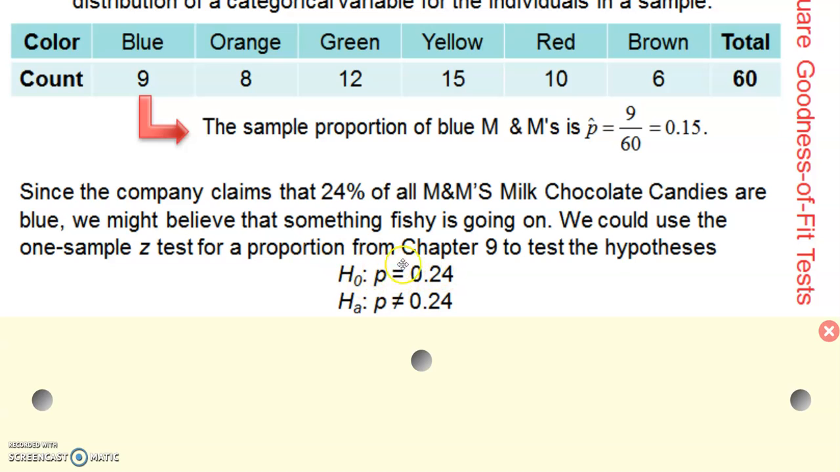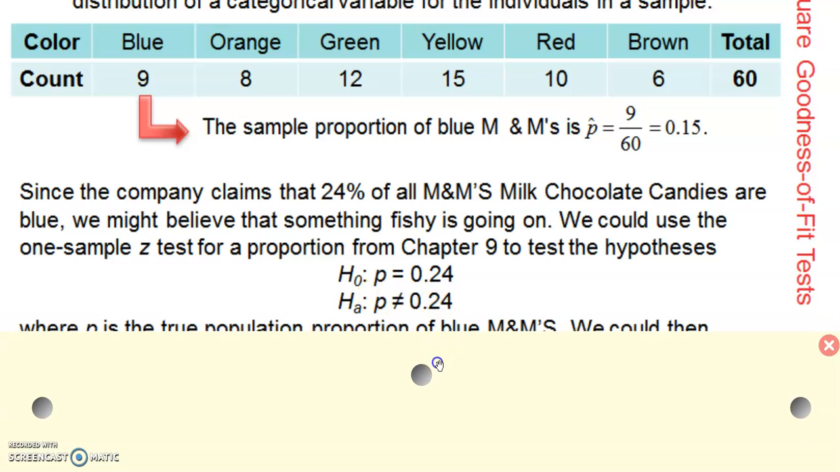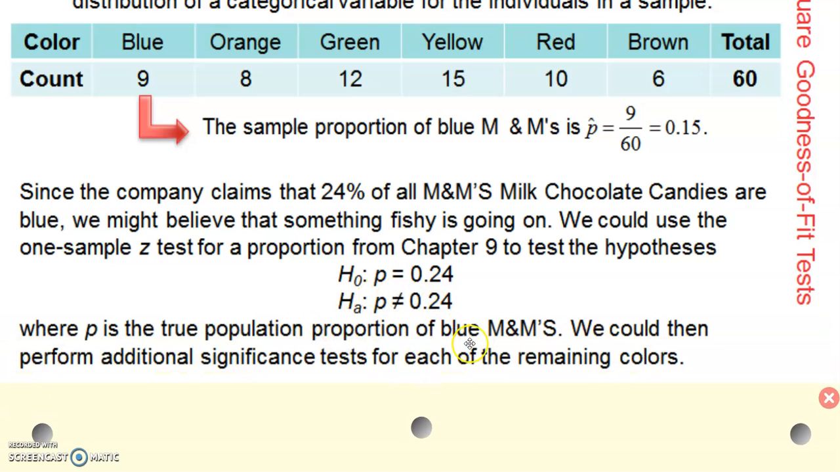The null hypothesis is that p is 0.24. The alternative is that p is not 0.24. And then I could run a significance test to see whether or not this gives me evidence to reject the null hypothesis and conclude the alternative. I could then do that same type of test for orange, and then another test for green, and then another test for yellow, and so on and so on. And I could do 6 different one sample z-tests, one for each color.